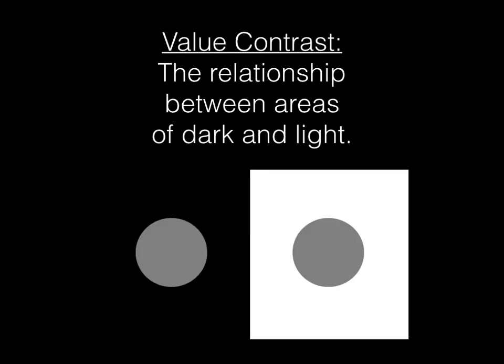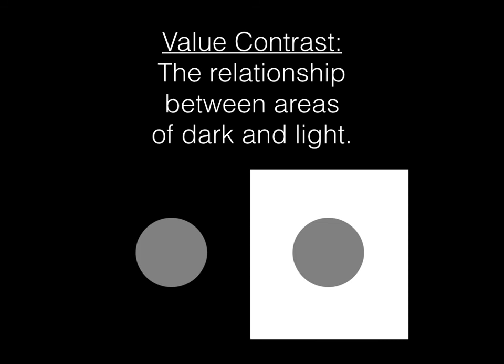All right, value contrast is the relationship between areas of dark and light. So you can have high value contrast or low value contrast. Now the highest value contrast in this image below is where the black cube and the white cube come up next to each other. Whenever you have black and white together, because they're so different in value, they're opposite ends of the spectrum, we call that a high value contrast.